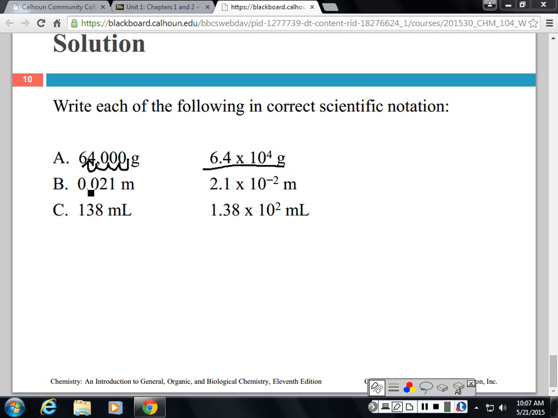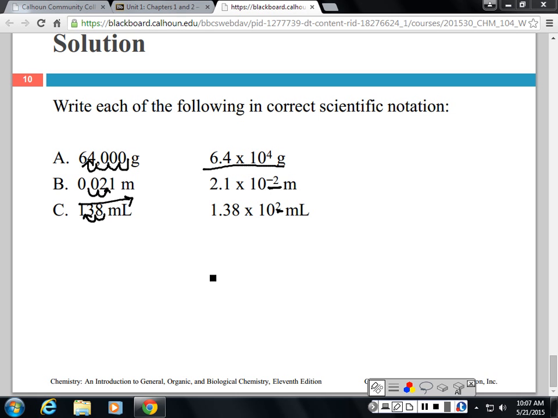Now we have a small number, it's less than 1. So I've got to move my decimal to the right. When I move to the right 2 places, I get negative 2. So I get 2.1 times 10 to the negative 2. Then 138, a number that looks fine without scientific notation, but it's just practice. It's a large number, over 1. If I move to the left twice, that means it's going to be a positive exponent. And I get 1.38 times 10 to the second.